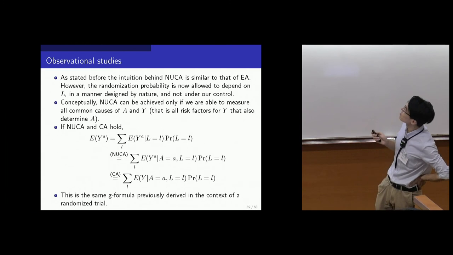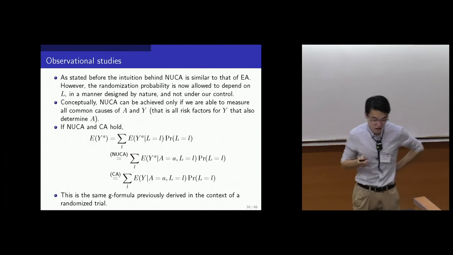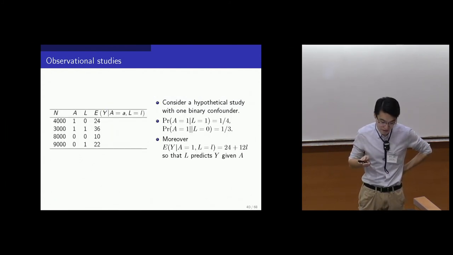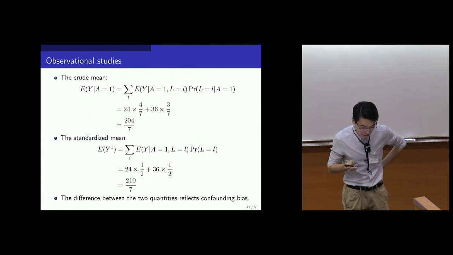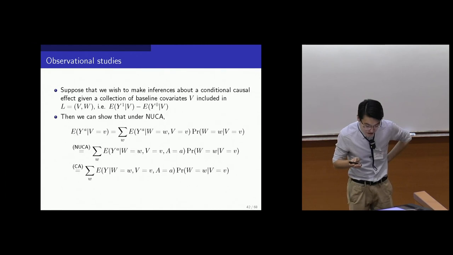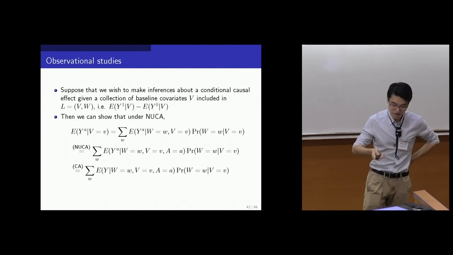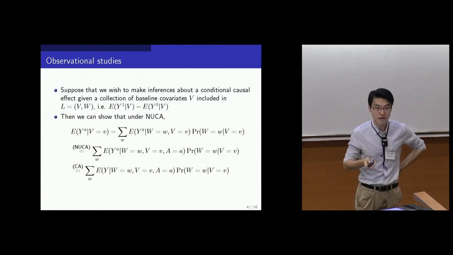Of course, this formula is exactly the same because the conditional exchangeability assumption and the no unmeasured confounding assumption are the same, right? So this is the same G formula previously derived in the context of a randomized trial. This is just a simple example that I will be skipping, just a simple calculation. These slides will be made available, and this is just some exercise to illustrate some of the quantities that you can compute under this assumption.